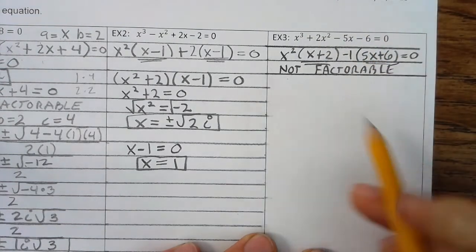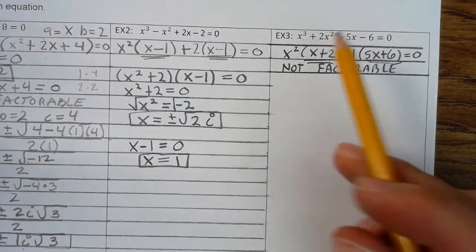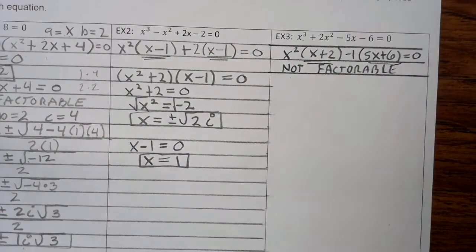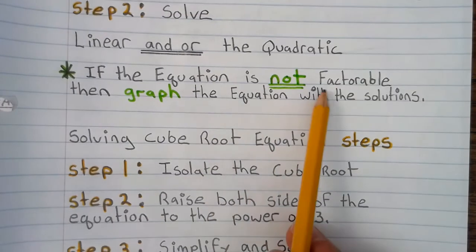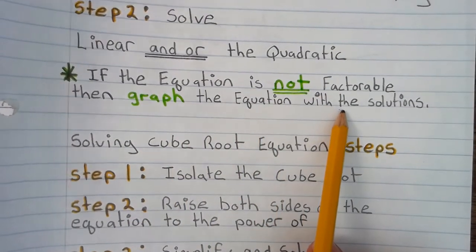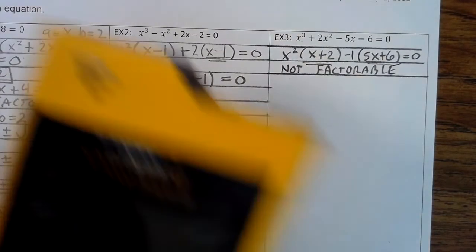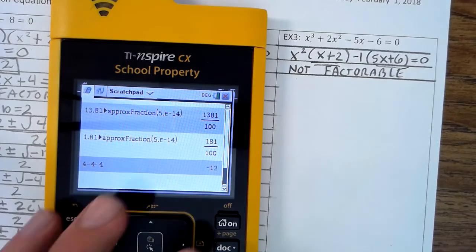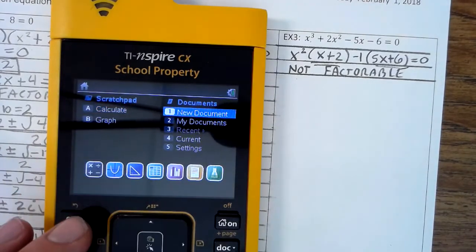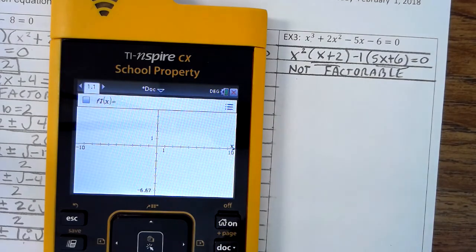Since it's not factorable and you can't use the quadratic formula because it has the highest power of x cubed, we go to this in our notes. If the equation is not factorable, then graph the equation to find the solutions. Okay? So let's do that. So we're going to go to On, new document, add graph, and we're going to graph that.